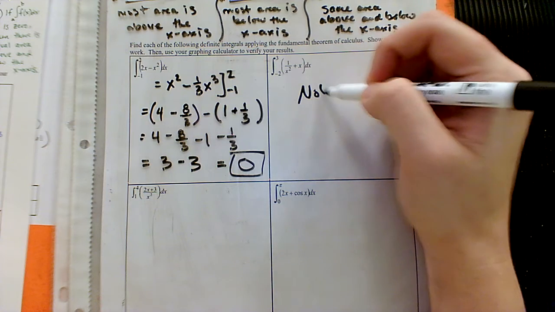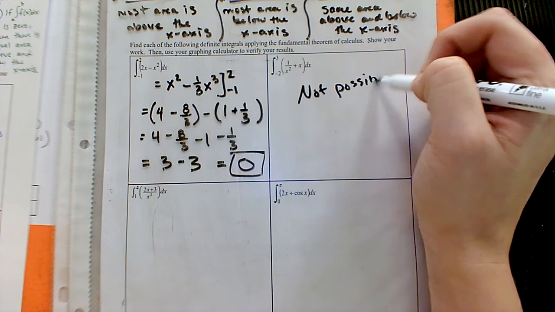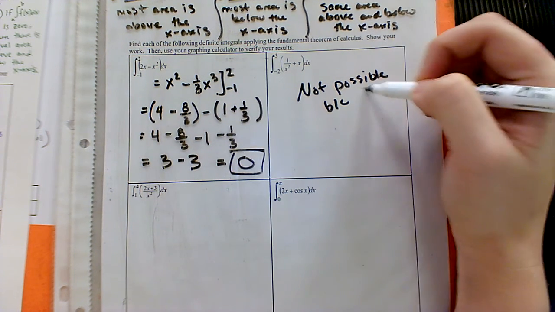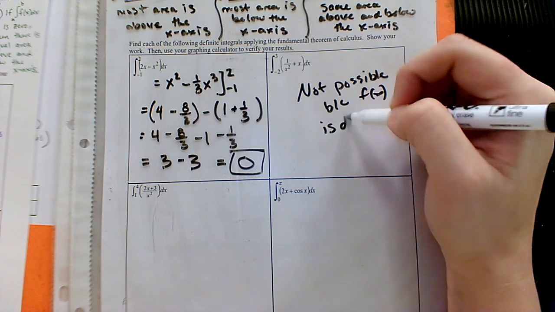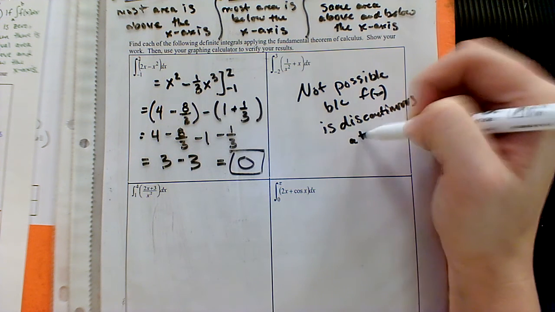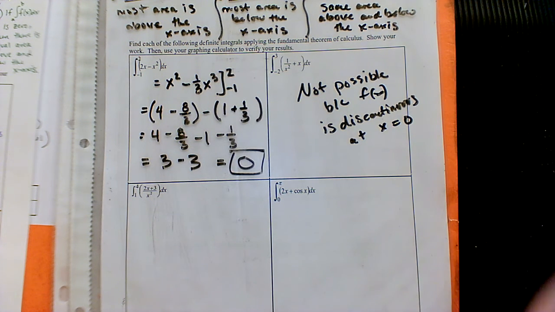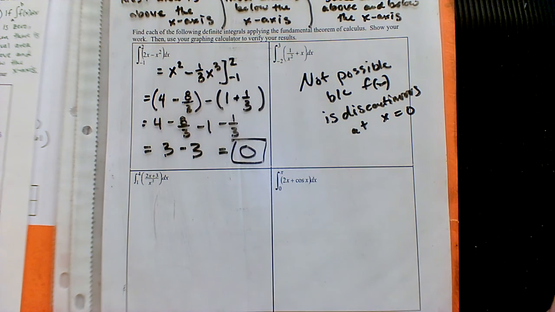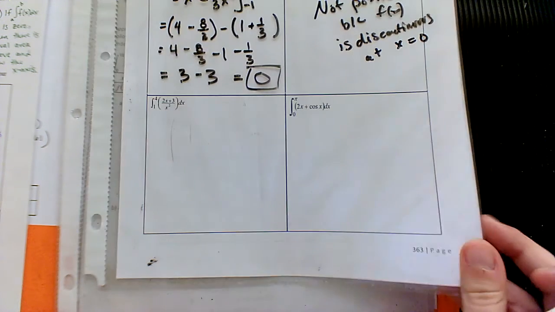We'll say not possible because f of x is discontinuous at x equals 0. Okay, just like any other theorem we've done this year, you have to make sure the conditions are met before you go ahead and actually apply the theorem.